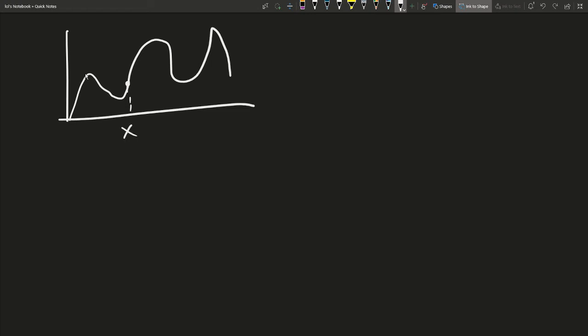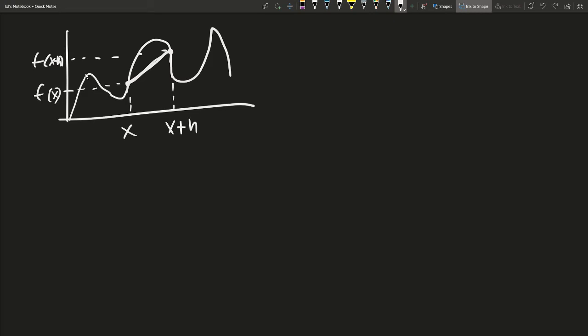Let's just say this has a point x. So we can have f of x, and we want to find the gradient of the function at this point. Obviously we don't really know how to do that, but what we do know how to do is find the gradient of a straight line. So let's go to another arbitrary point on the curve. Let's just say this is at x plus h.